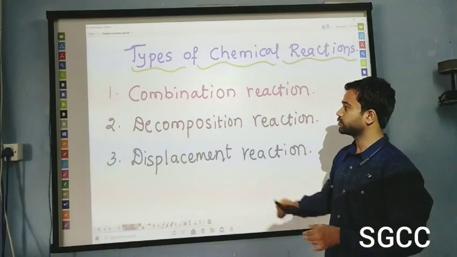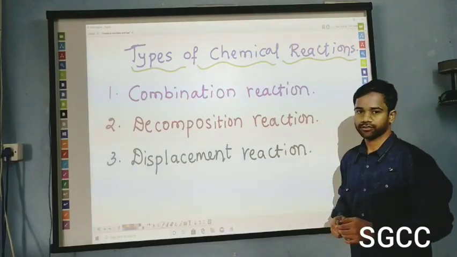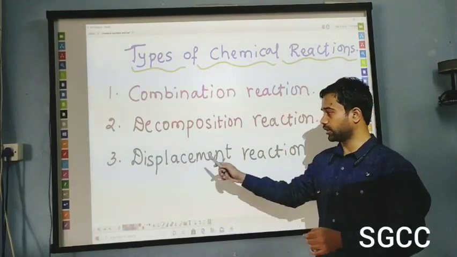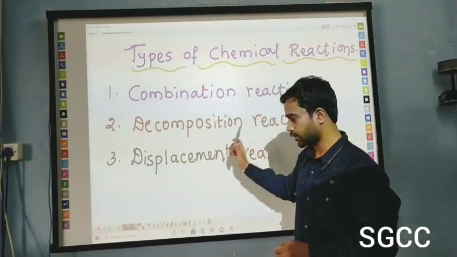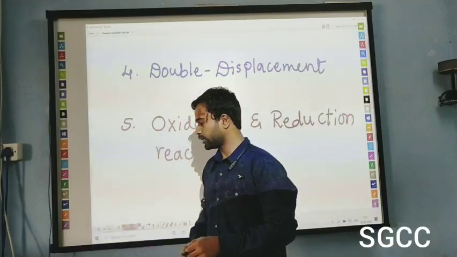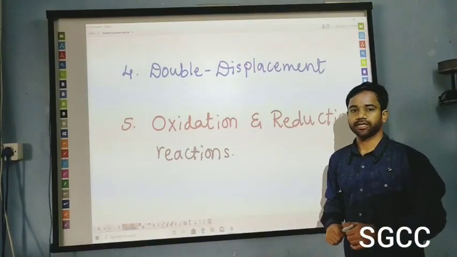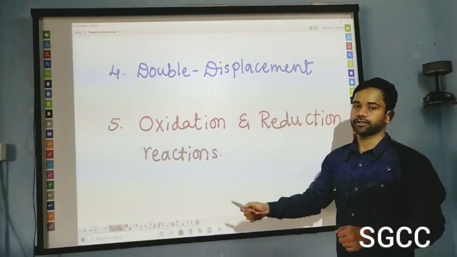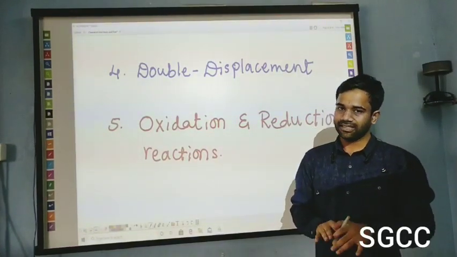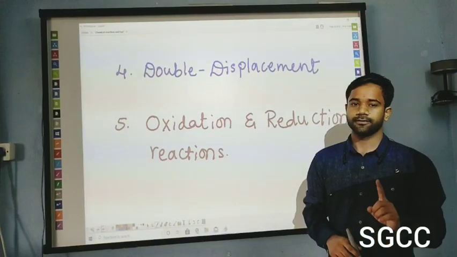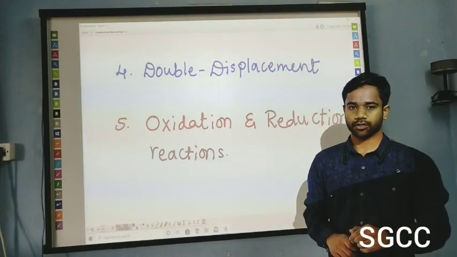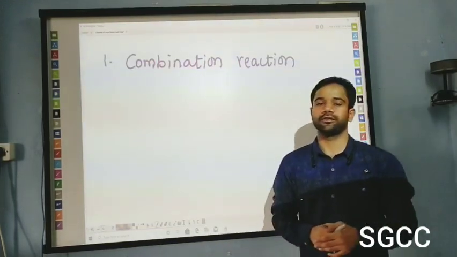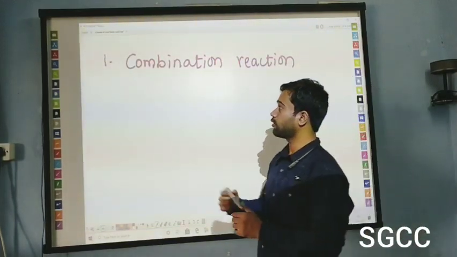Namely, the first is known as combination reaction, the second one is decomposition reaction, the third one is displacement reaction, the fourth one is double displacement reaction, and the fifth one is oxidation and reduction reaction. In this class we are going to discuss the first type of chemical reaction, that is known as combination reaction. What do you mean by combination?